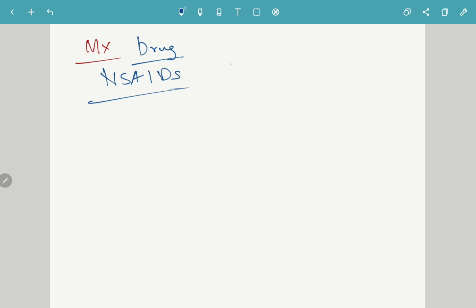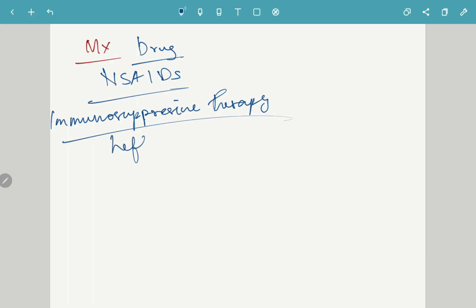The main drug treatment is going to be NSAIDs, especially indomethacin, which is very useful. Glucocorticoid therapy also can be done, and immunosuppressive therapy can be given. Under immunosuppressive therapy, what are the drugs given? Leflunomide and cyclosporine, and very importantly, we give DMARDs.